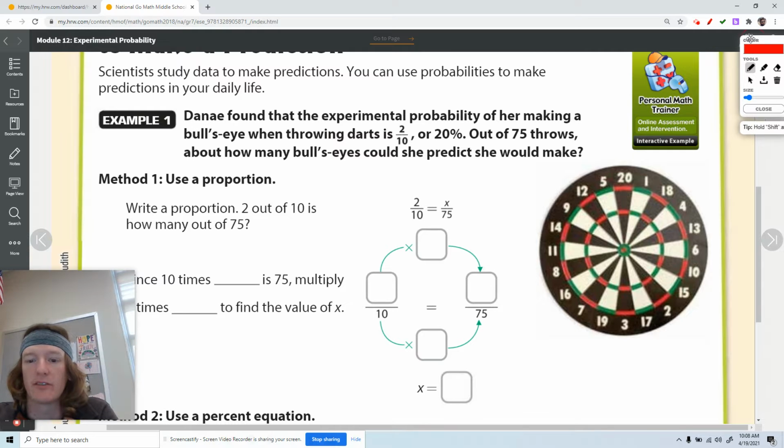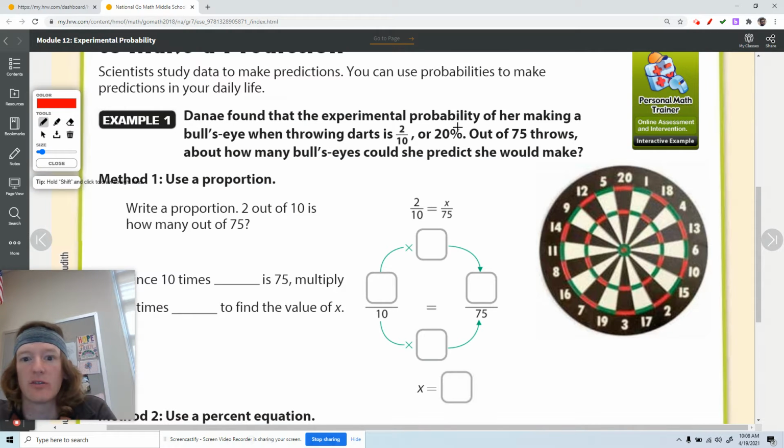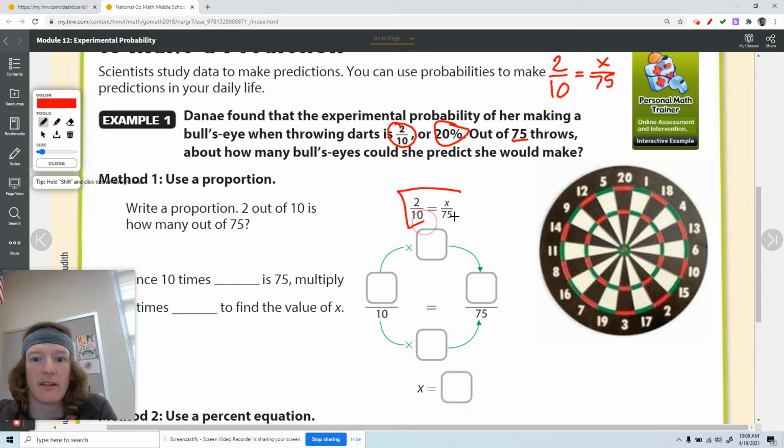So we can solve this in two different ways. She knows that it's 20% or 2 out of 10. So how many out of 75? We can solve this with a proportion. We can say that 2 out of 10 is equal to how many out of 75. In fact, that's what they're doing right here.